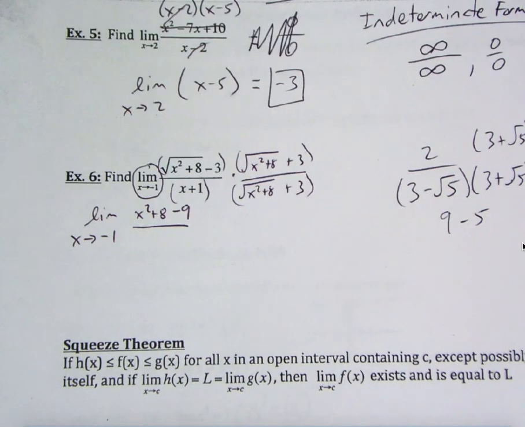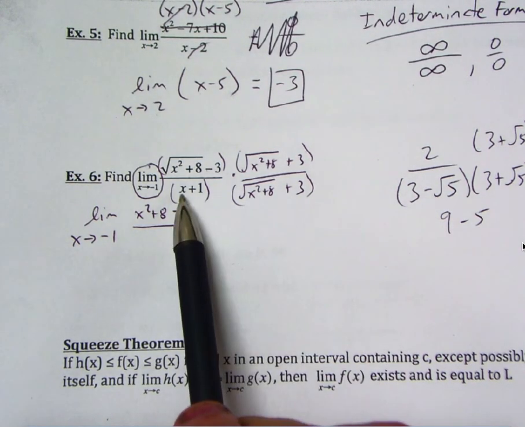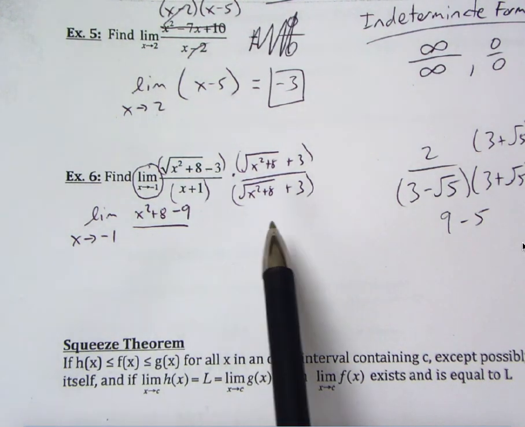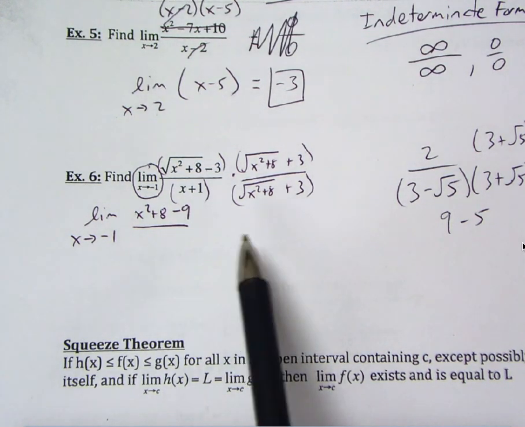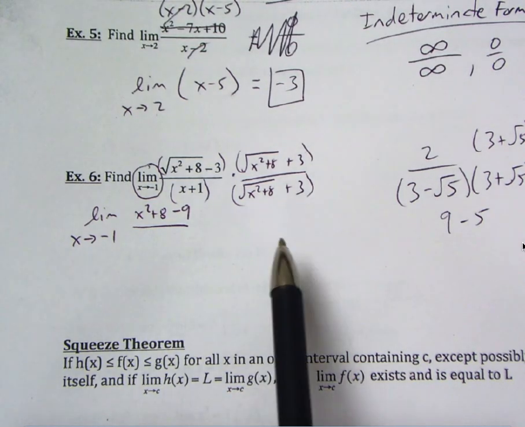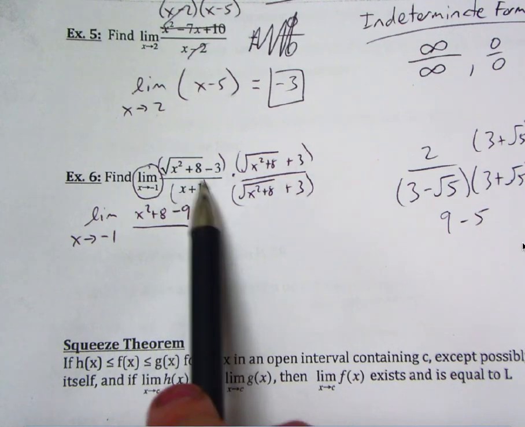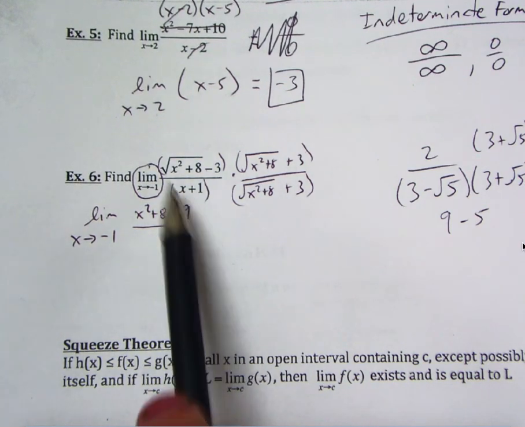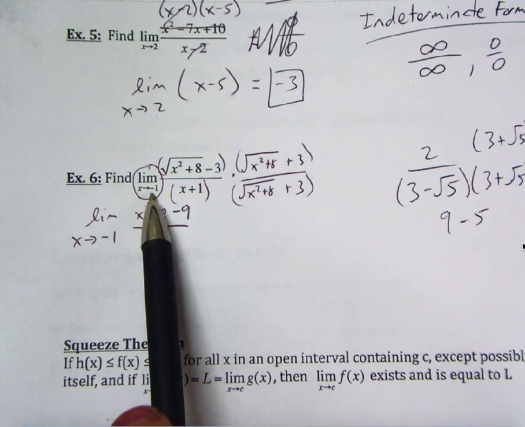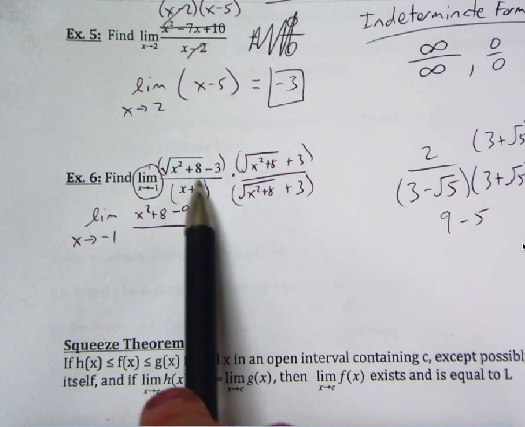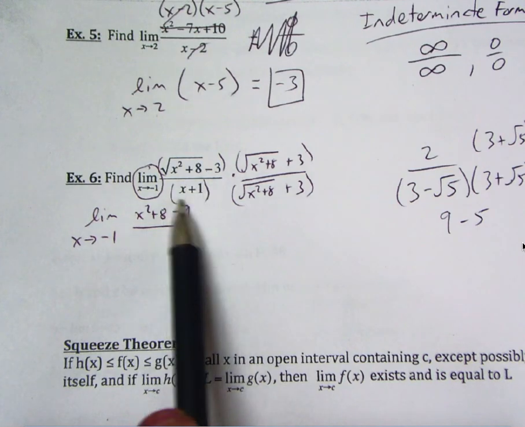Now on the bottom, you could distribute this out, but I don't want you to. The reason, you'll see why in a second, is that the thing that was causing us the issue in the beginning was this x plus 1. The reason we have to try something different is because when we plugged -1 in for x, we got 0 down here. This is our issue. We're trying to get rid of this factor of x plus 1 down here. So leave it factored out.